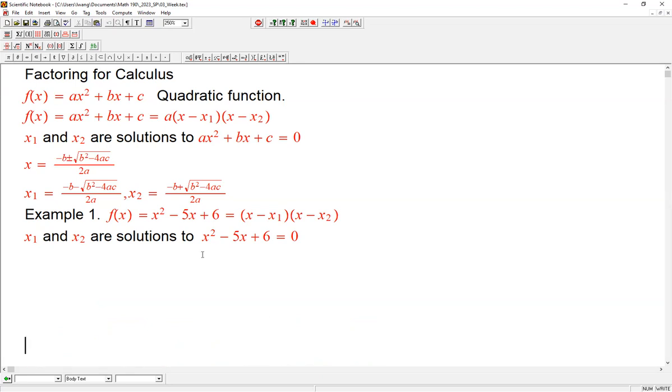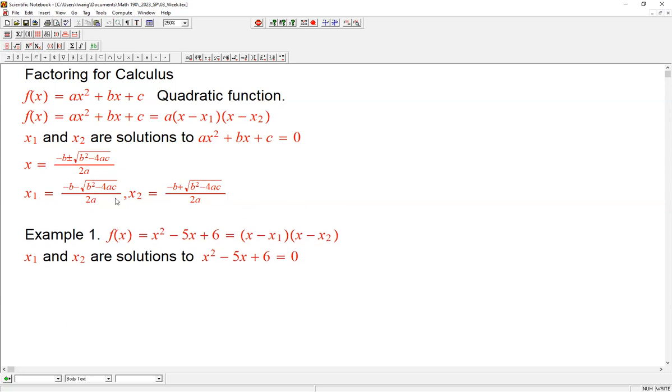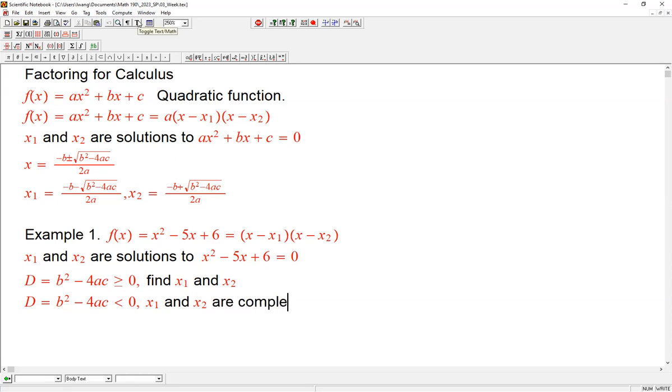What I do recommend when you're doing a question like this is to do the b squared minus 4ac first. We call this number the discriminant. If this number is positive or 0, then you will find the factors. Go ahead and find x sub 1 and x sub 2. And what if the discriminant is less than 0? If the discriminant is less than 0, then this tells us that x1, x2 are going to be complex numbers.